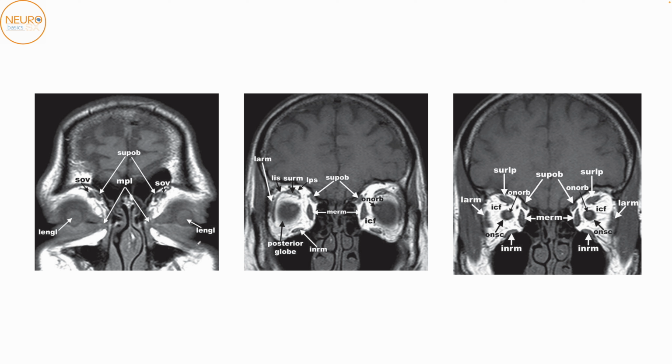So on coronal imaging, we're going to start from anteriorly and go posteriorly. Here, anteriorly at the level of the eyelid, you've got the medial palpebral ligament, and you can make out the lens also. As you go more posteriorly, things become a little bit more obvious. Here you've got the globe, and you can clearly make out the different muscles now. This is the superior rectus, the medial rectus, the lateral rectus. This is the levator palpebrae superioris lying above the superior rectus. This is the superior oblique, and this is the inferior rectus.